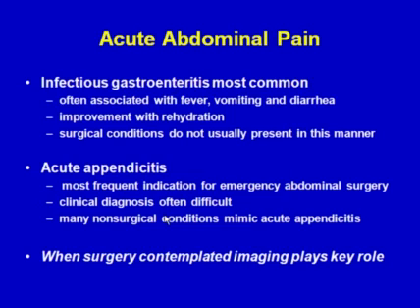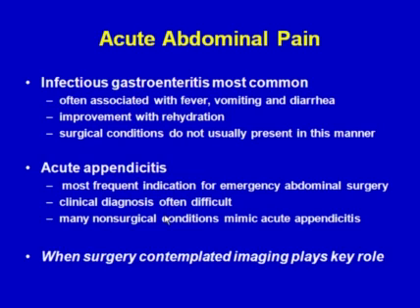As far as acute abdominal pain in the child is concerned, infectious gastroenteritis is the most common entity. This is often associated with fever, vomiting, and diarrhea, and generally improves rapidly with rehydration. Surgical conditions do not usually present in this manner.